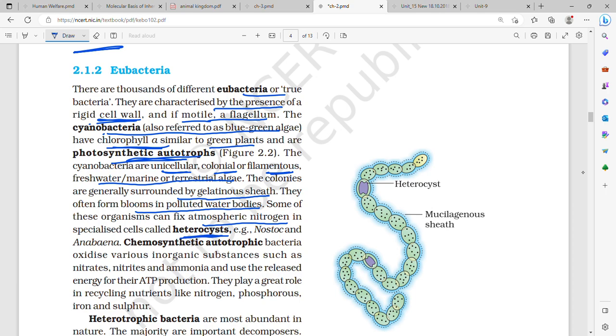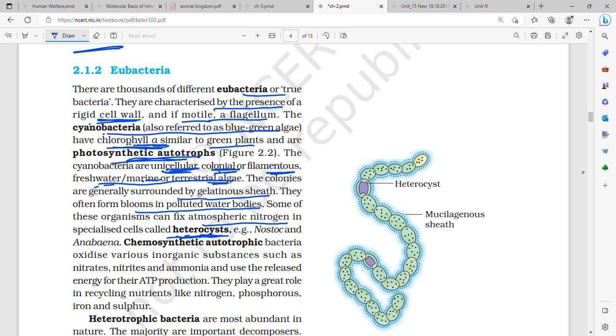Eubacteria, there are thousands of different eubacteria, also called true bacteria. They are categorized by the presence of a very rigid cell wall. If they are motile, then they will have a flagellum. The cyanobacteria are also called blue-green algae. They have chlorophyll A, which is similar to green plants, and they are photosynthetic autotrophs. So they can synthesize their own food by performing photosynthesis. Cyanobacteria are unicellular, and they can be colonial or filamentous, freshwater or marine or terrestrial algae. Colonies are surrounded by a gelatinous sheath, and they form blooms in polluted water bodies. Some of these organisms can fix atmospheric nitrogen in specialized cells called heterocysts.